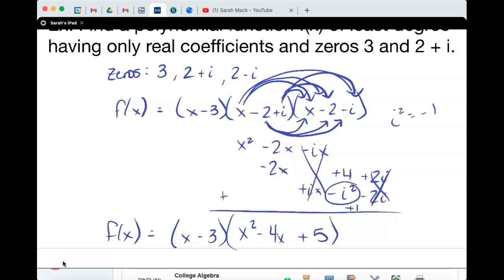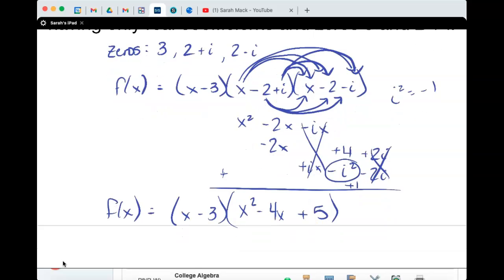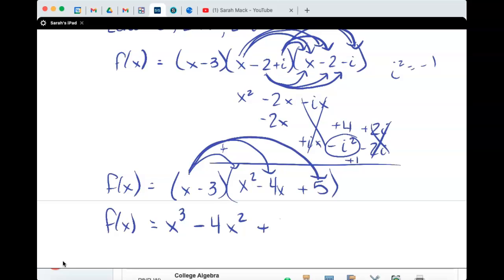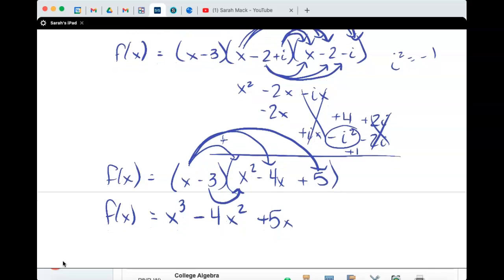Never happens. Okay, so this is what we have now, but we still need to finish distributing, so I need to multiply my quadratic by my linear part, x minus 3. So distribute again. We should be good at multiplying. Okay. And then minus 4x squared, plus 5x, and then distribute negative 3 to everything.